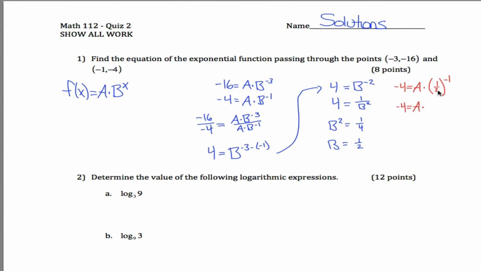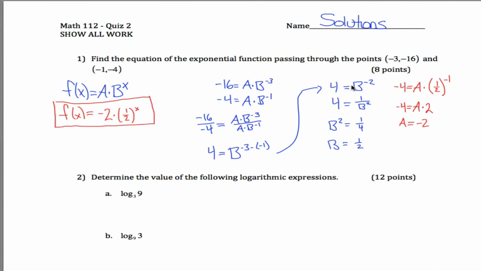Well, let's see, 1/2 raised up to the -1 power is the reciprocal of 1/2, which is just 2. So I get -4 equals 2a. If I divide both sides by 2, I get that a is equal to -2. And therefore my answer is that f of x equals, instead of a, I'll write -2 times b, which we decided was 1/2, to the x power. Make that a little bit neater. Good enough. Call that good.